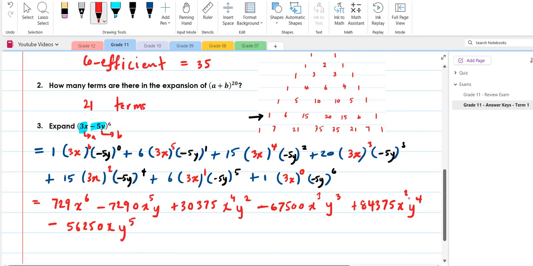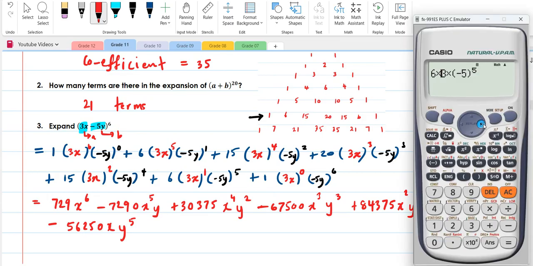And the last term is pretty easy, because we got 3 to the power 0, x to the power 0, which is 1. 1 times 1 is 1. But now we got to work out negative 5 to the power 6. So that's the only thing that we got to work out, which is negative 5 to the power 6.